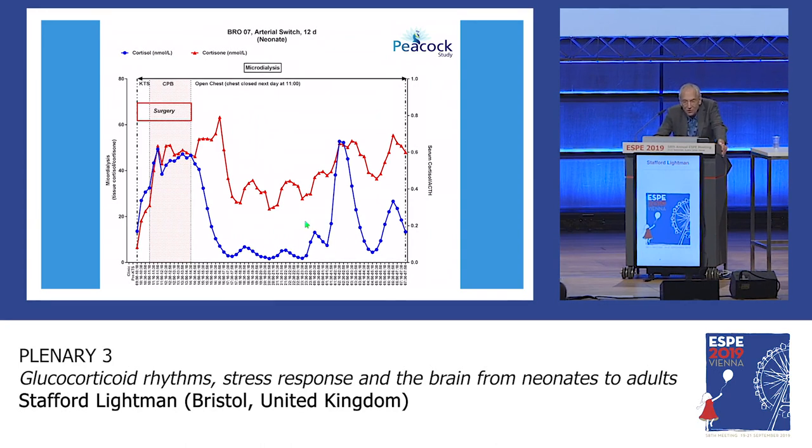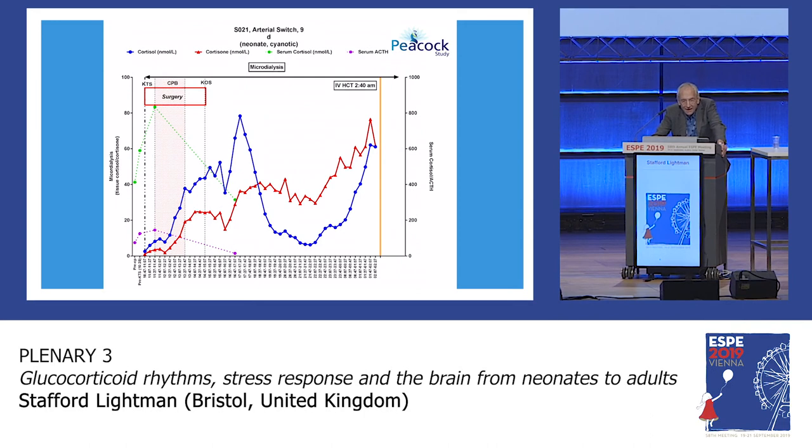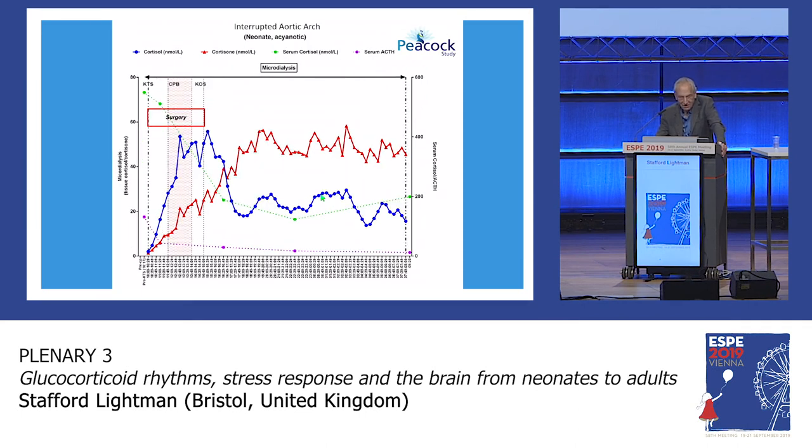So this was a 12-day-old infant with an arterial switch. This is a 9-day-old patient also having an arterial switch. This was a cyanotic child. Again, you'll see that there's very high levels of cortisone. And finally, this is a three-day-old child that has an interrupted aortic arch surgery. And again, you'll see these really high levels of cortisone, more than cortisol.